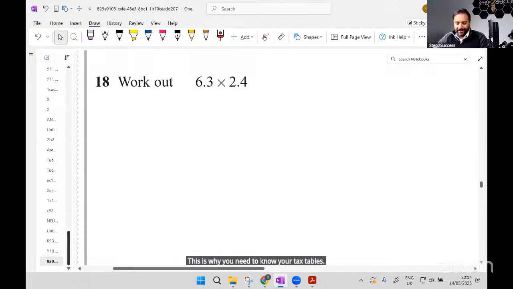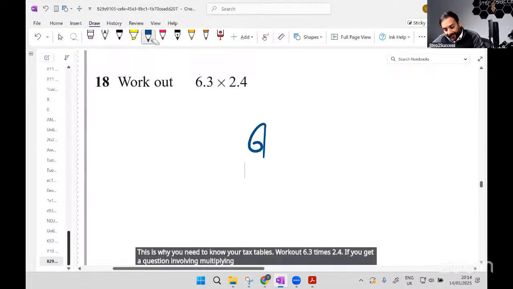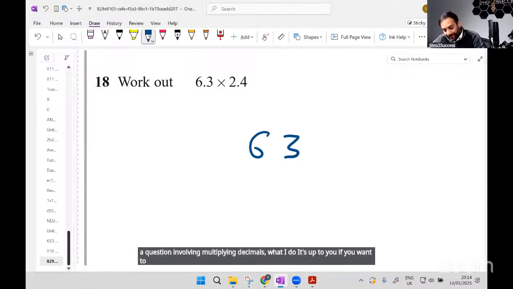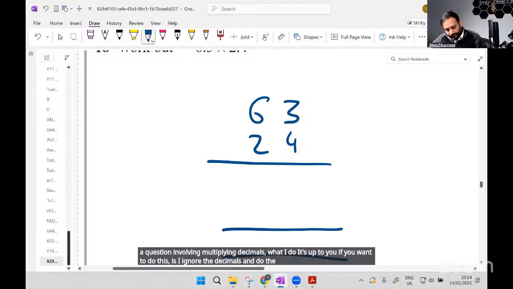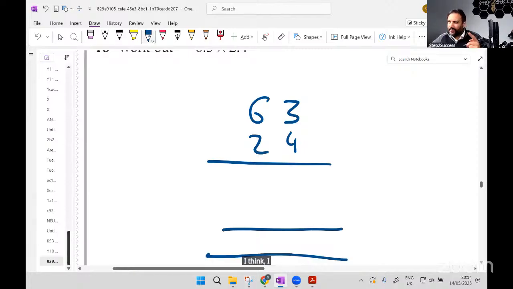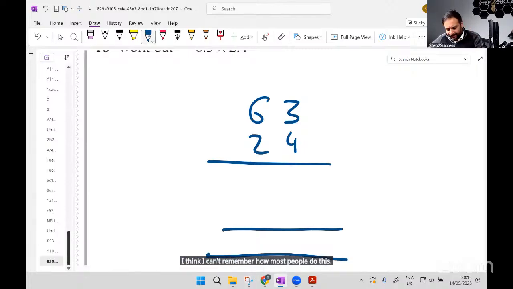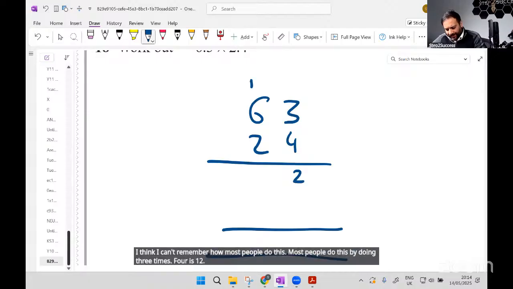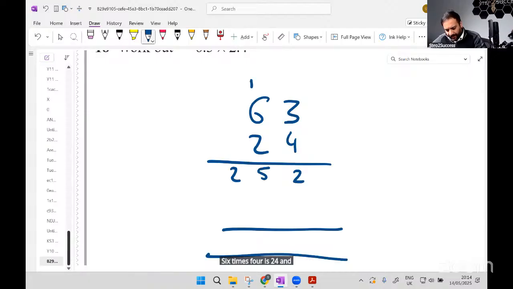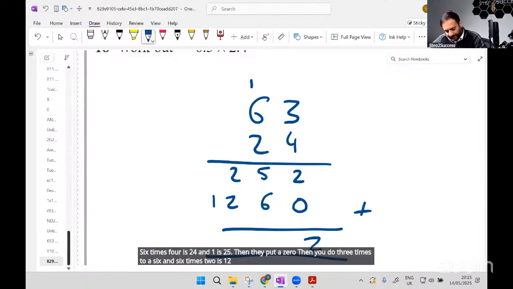Work out 6.3 times 2.4. If you get a question involving multiplying decimals, what I do, it's up to you if you want to do this, is I ignore the decimals and do the calculation. Most people do this by doing 3 times 4 is 12. 6 times 4 is 24, and 1 is 25. Then they put a 0. Then you do 3 times 2 is 6, and 6 times 2 is 12, and you add them together. And you get 1, 5, 1, 2.